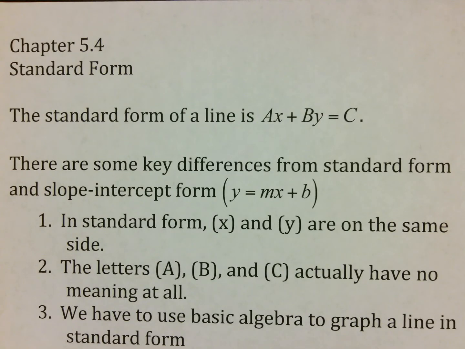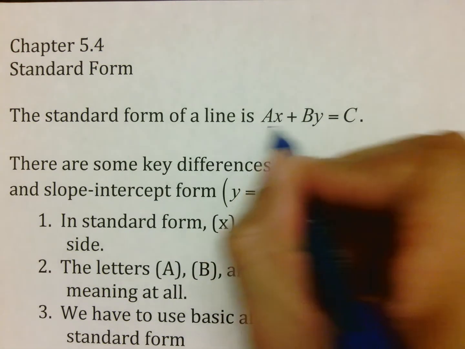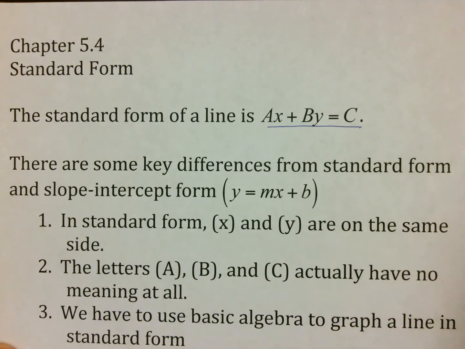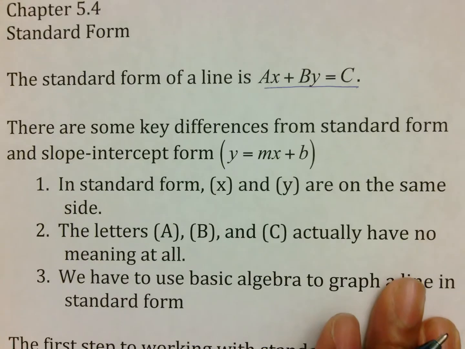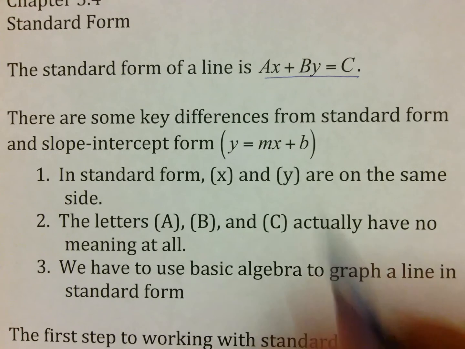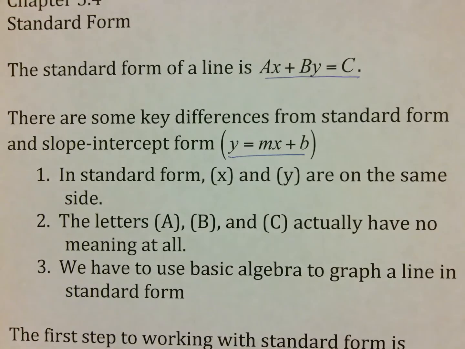This is chapter 5.4, standard form. What you're going to learn is that the standard form of a line is here, ax plus by equals c. There are some key differences in standard form and slope-intercept form, which is what we've been working with, which is y equals mx plus b.